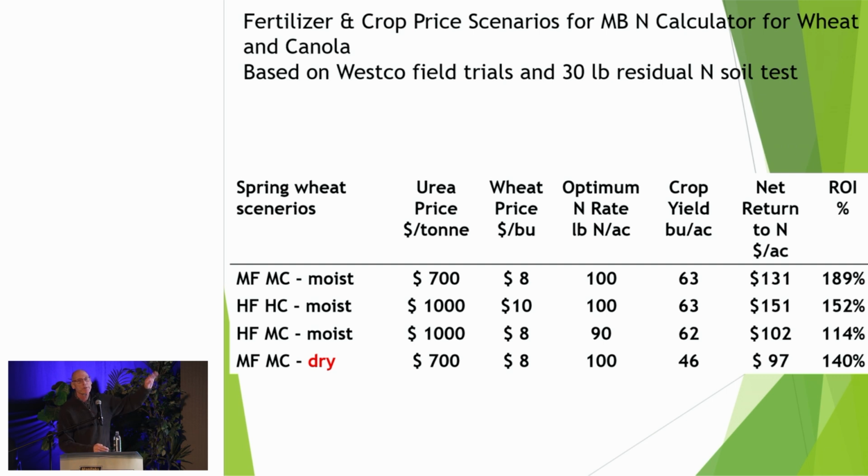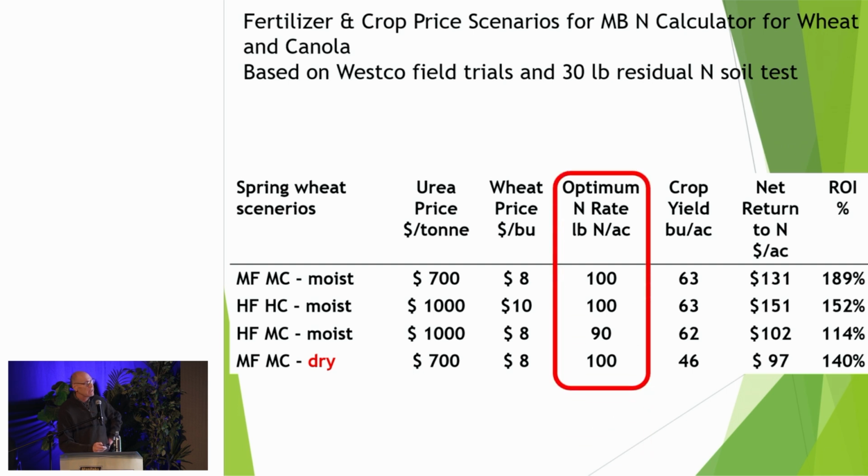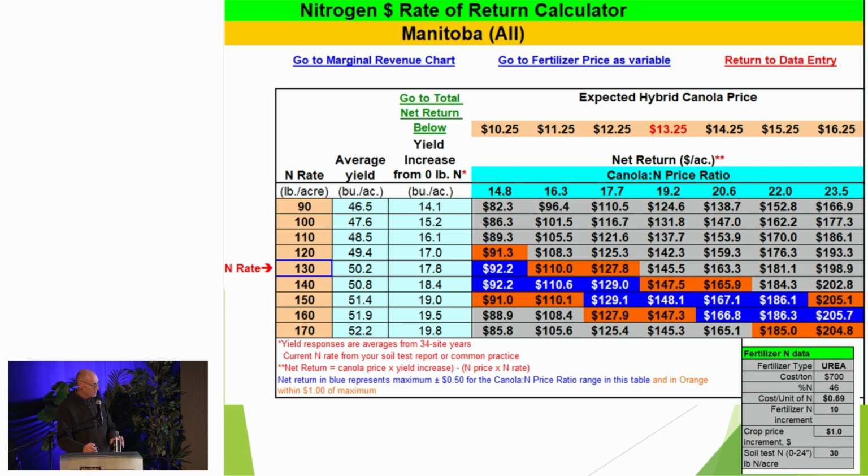But this is how this instrument works. That allows you to compare some different cost price scenarios. The main thing is, across a range of events, that nitrogen rate does not change very much. It tends to keep you up fairly high on that theoretical yield curve.